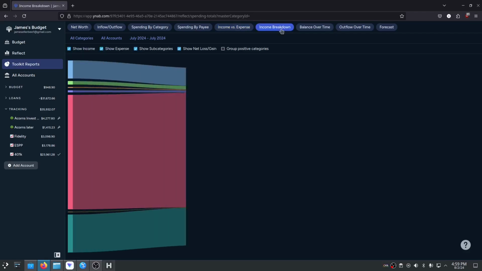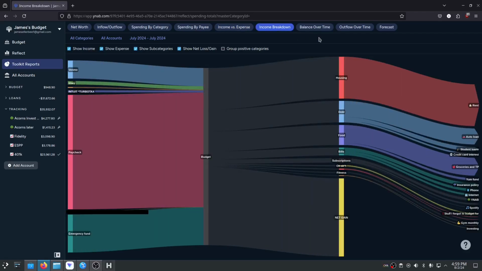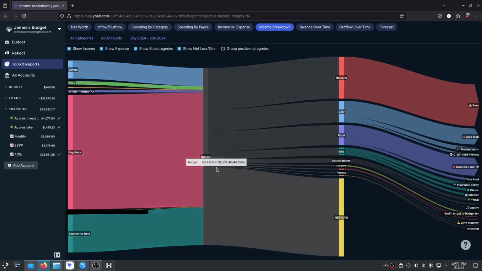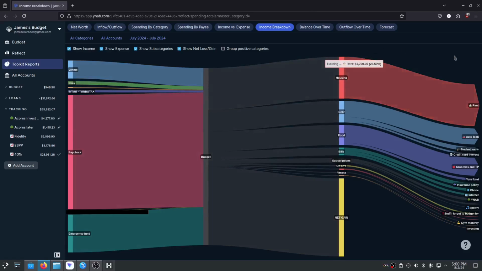That's a good segue into income breakdown. For those of you who are unaware, this is called a Sankey diagram. If you were not familiar with it, it's a very cool looking, in my opinion, data flow diagram. You can see stage one would be what flowed into my budget accounts, and then the next stage would be what flowed out. And you can go on both sides. And the last stage is breaking out major categories into their subcategories.